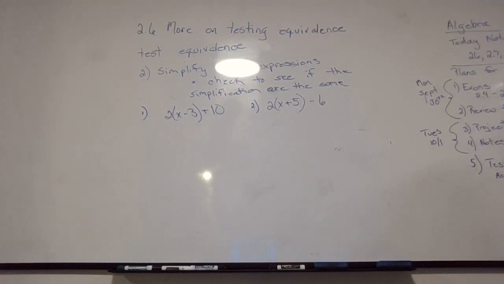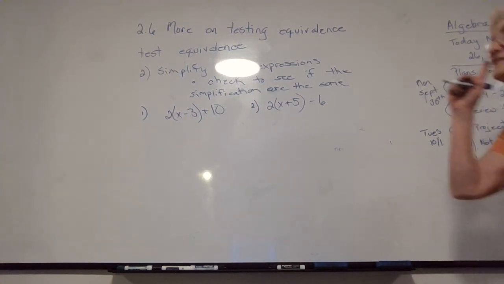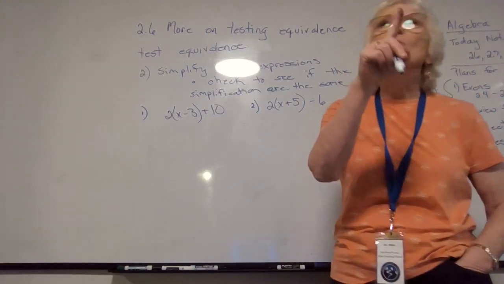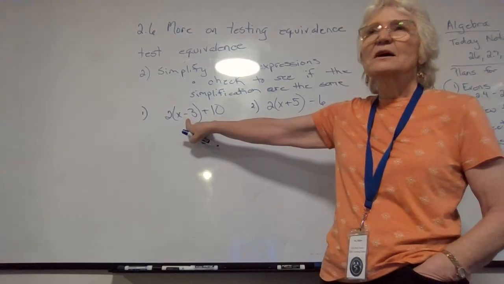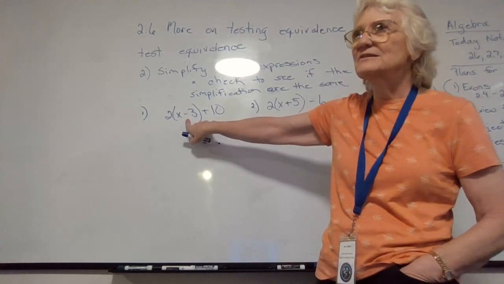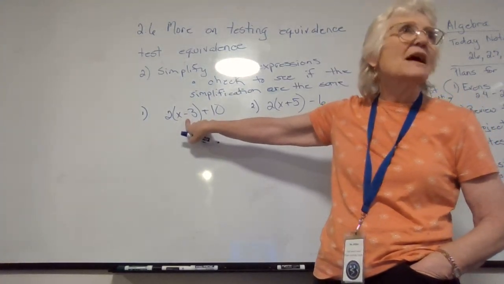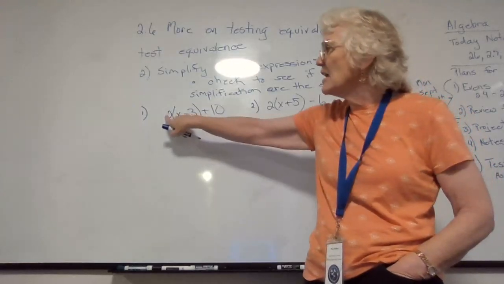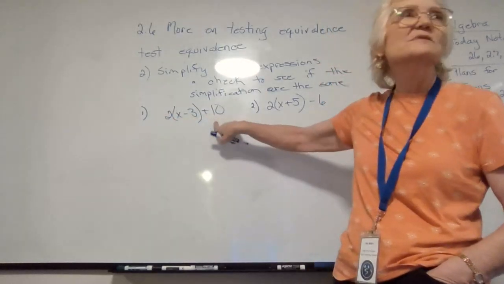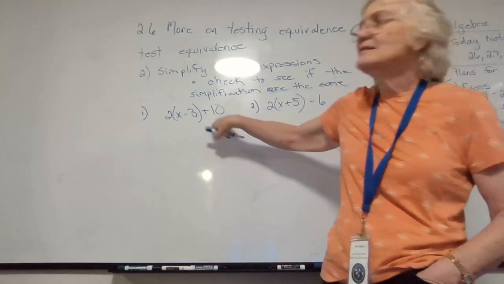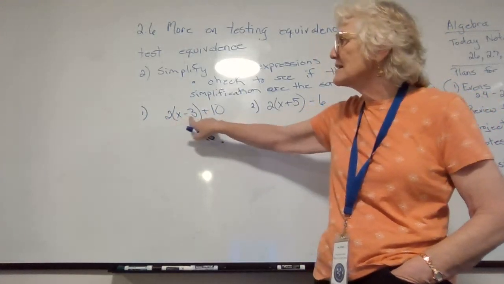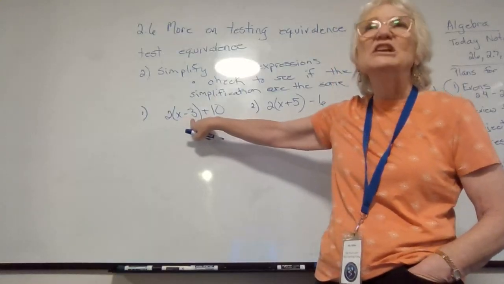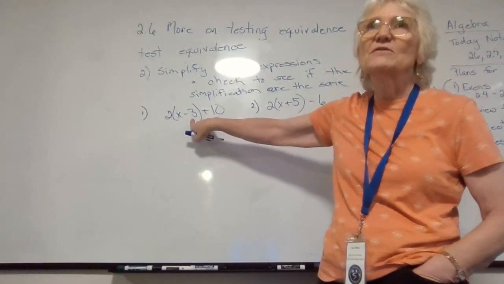Use the distributive property. Yeah, I'm going to use the distributive property. Now first, let's think through this. Order of operations says do inside the parentheses. But I can't do x minus 3 inside the parentheses. So that means I have to go outside and now do multiplication, because addition comes last. So we want to do the multiplication. Because this is multiplying something in parentheses, we use the distributive property.